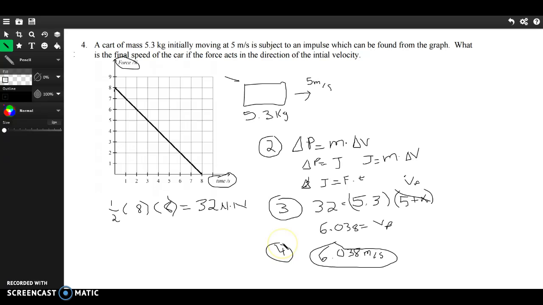And this makes sense because if you apply an impulse to it, you're applying a force over time. And if you apply a force over time, it's going to move faster than it did before. And since our answer is greater than what the initial velocity was, this answer does indeed make sense.